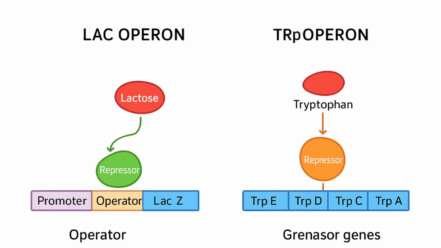Oh. So even if lactose is present and allolactose is made inside the cell? The super repressor doesn't care. It ignores the signal. Yeah. It stays firmly clamped onto the operator sequence, blocking transcription permanently, regardless of the environment. Exactly. The result, the cell cannot metabolize lactose, ever. The operon is permanently off.